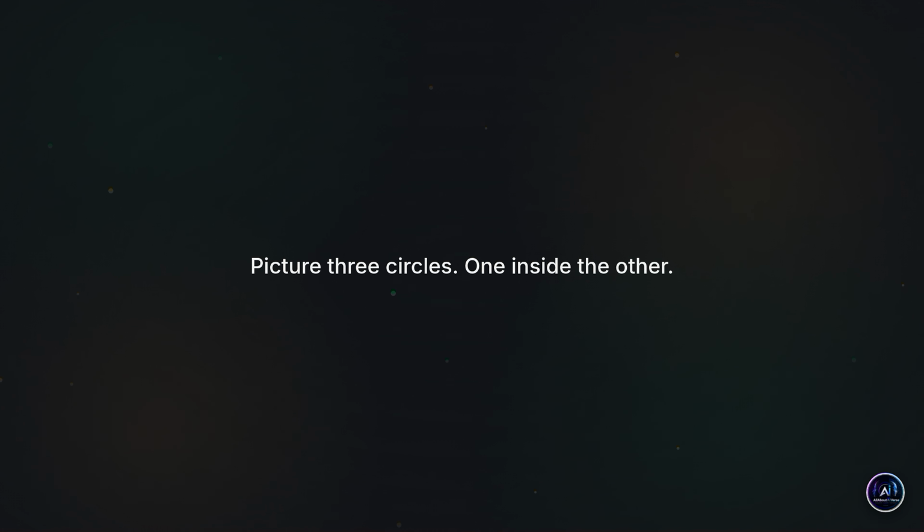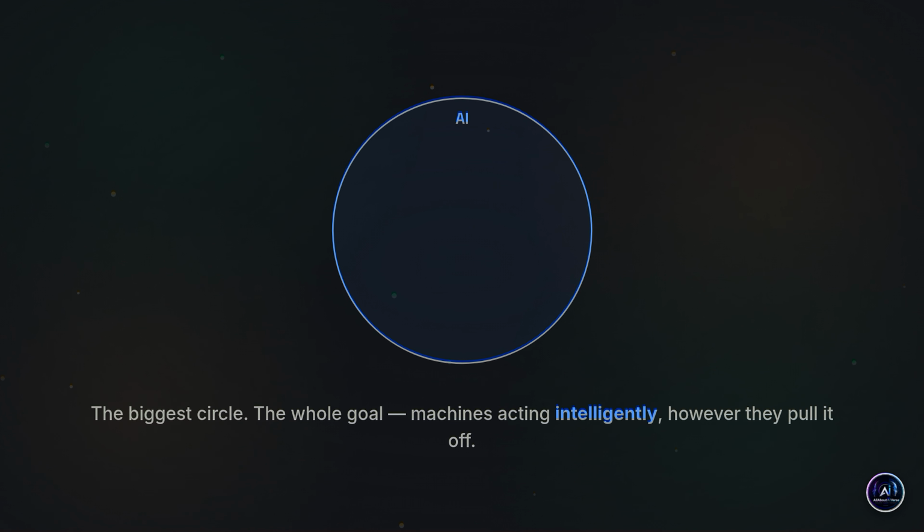The easiest way to picture this is three circles, one inside the other, like nested rings. Each ring is a subset of the one around it. The biggest circle is artificial intelligence. This is the whole goal. Any machine trying to act intelligently, however it actually pulls that off.